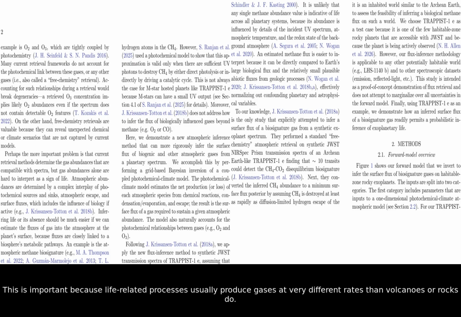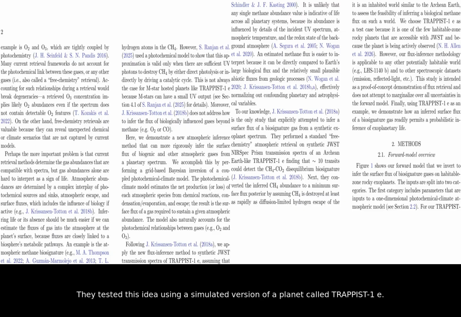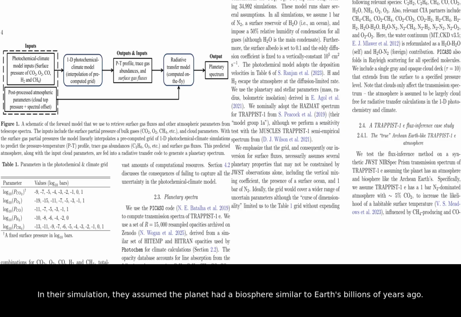This is important because life-related processes usually produce gases at very different rates than volcanoes or rocks do. They tested this idea using a simulated version of a planet called TRAPPIST-1. This planet is a rocky world orbiting a small, cool star, and it is one of our best chances for finding life. In their simulation, they assumed the planet had a biosphere similar to Earth's billions of years ago. By looking at the simulated light spectrum from the telescope, they were able to detect carbon dioxide and methane.